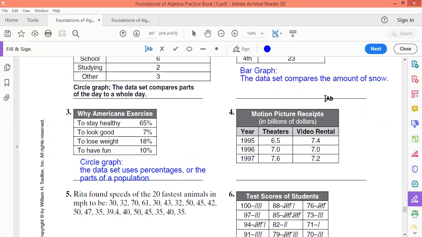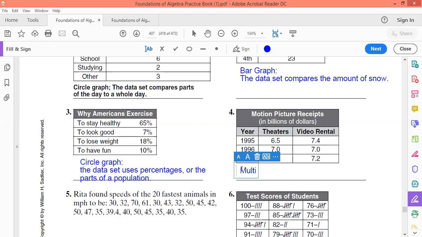Next one, motion picture receipts in billions of dollars. Here we have got two data sets and we have studied a lesson like this. We have three values. So what do you think? What type of graph? Line graph. Multiple line, not only line, multiple line graphs.